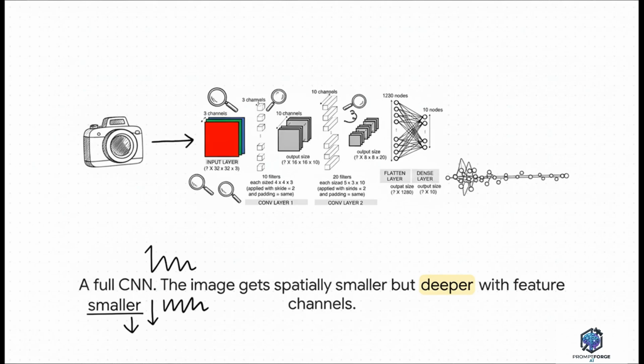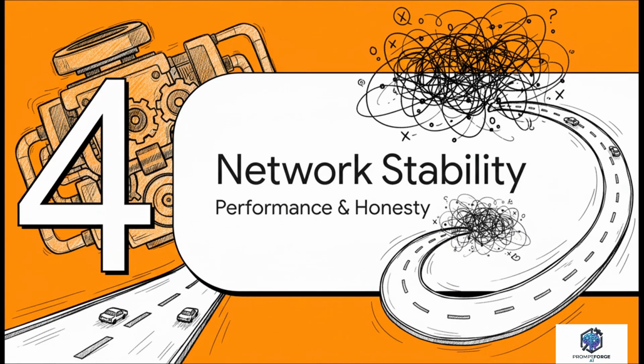You can imagine each new channel is like a transparent sheet laid over the image, where one sheet highlights all the vertical lines, another highlights all the circles, and so on. The network is building up a really rich, complex understanding of what it's seeing. We've built a really powerful engine.